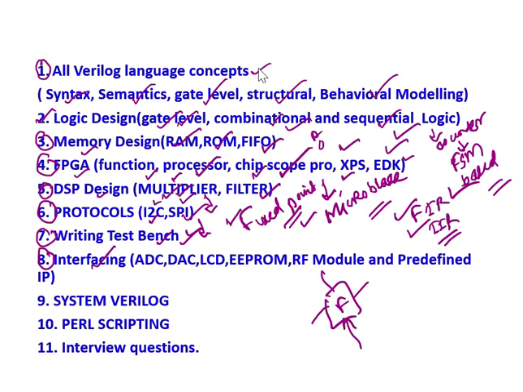So I will cover here the ADC part, analog to digital converter, then digital to analog converter interfacing, then LCD interfacing, then EEPROM interfacing, then RF module interfacing. These are real hardware, meaning I will give you the code and the complete details of how it works, how these real hardware modules are interfaced with FPGA.